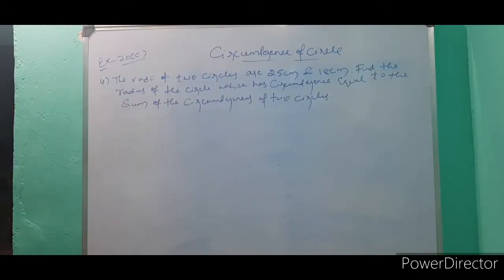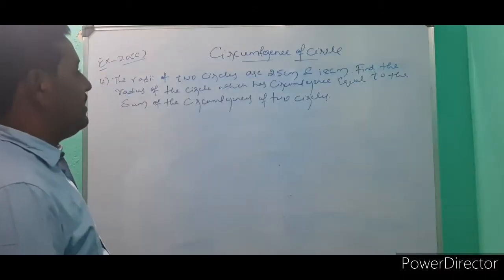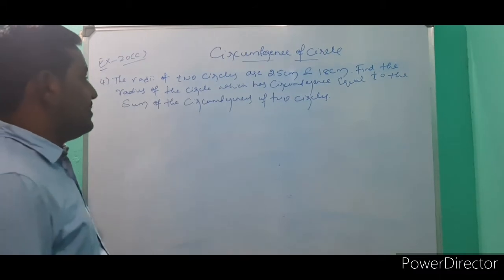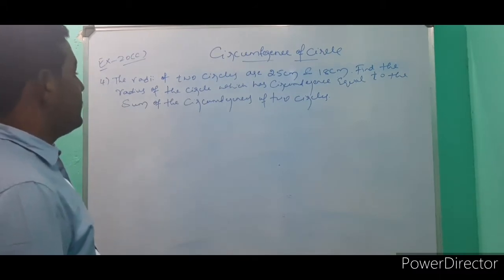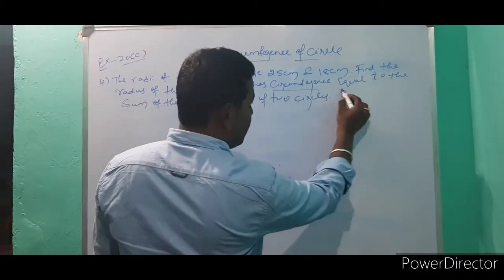Next problem. The radii of two circles are 25 centimeter and 18 centimeter. Find the radius of the circle which has circumference equal to the sum of the circumferences of the two circles. Here you check the mathematical equation.